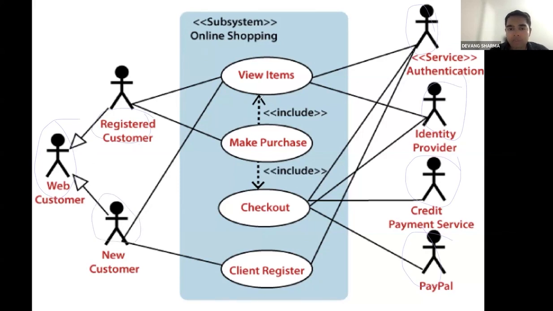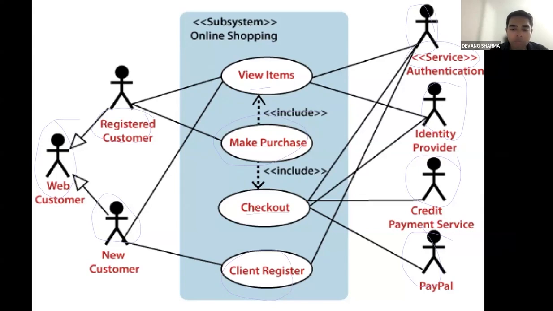If it is a registered customer, they can view the items, and they can purchase the items. And obviously they can check out from there. If it is a new customer, they need to register first. Only then can they access all of those things. If they register, they have to go through service authentication. Even the registered user has to go through authentication via the identity provider.